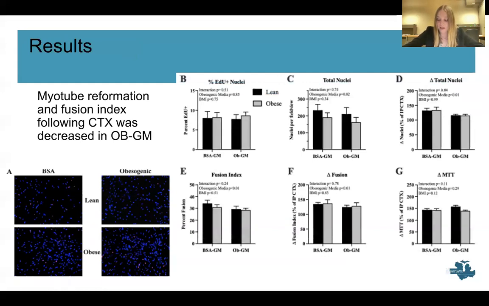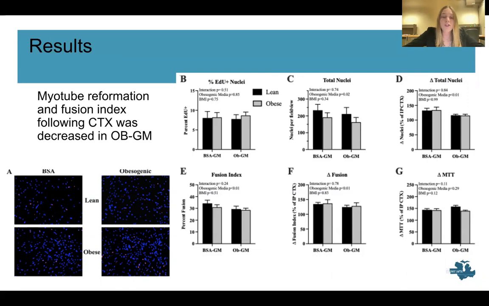After CTX treatment, cells regenerated in an obesogenic media or BSA-GM for 3 days. Compared to immediately post-CTX treatment, myotube reformation in OBGM only had a 16% increase in proliferation compared to myotubes that reformed in BSA-GM at a 33% increase in proliferation.